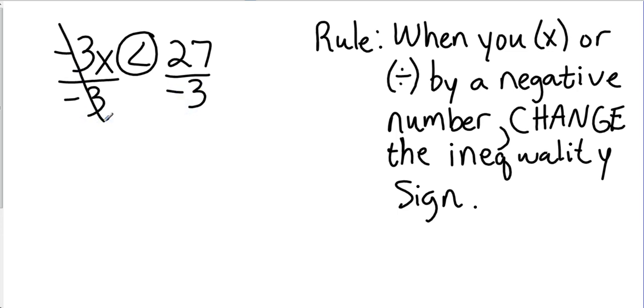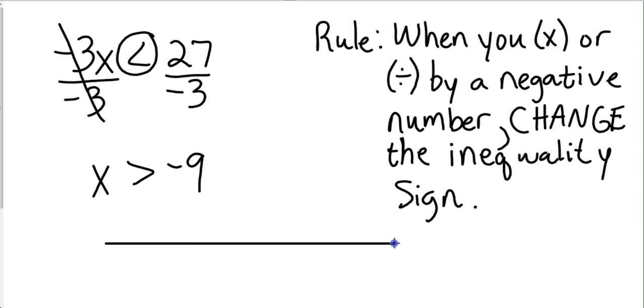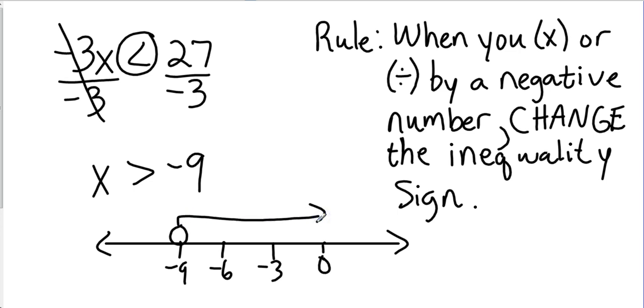Again, those negative 3's will cancel. Because I divided by a negative number, I have to change the sign, and 27 divided by negative 3 is negative 9. Now, if I were to put this one on another line, I'll go down here just a little bit. Let's see, I've got negative 9, so I'm going to start there with 0. Let's go by 3s. Okay, it does not have an equal to sign underneath it, so this is going to be an open circle. And because it says greater than negative 9, greater will always be to the right. So all numbers in that set are greater than negative 9.